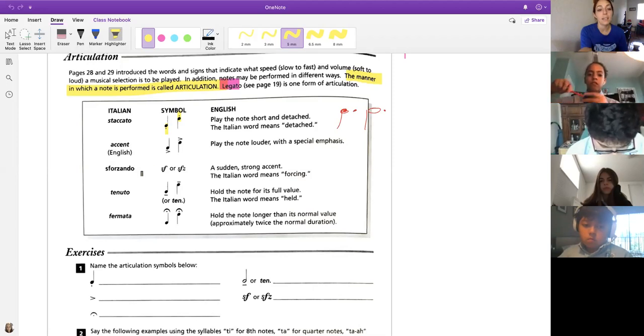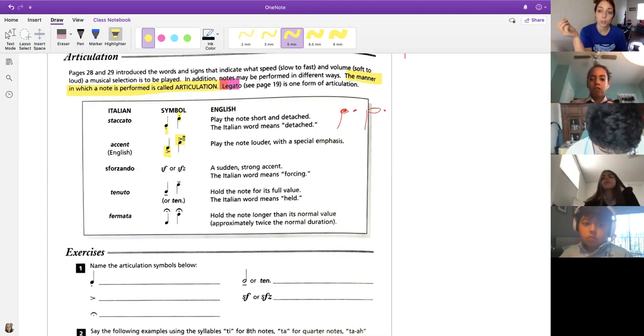If you see an accent, like this one, looks like a little crescendo or decrescendo sign, they're much smaller. This just means that you're going to emphasize the note. Think about if you put an accent over a syllable in Spanish, you're accenting that syllable, right? So it's the same idea. You're just giving it a little bit more emphasis.